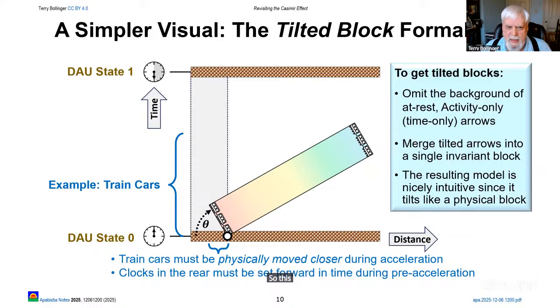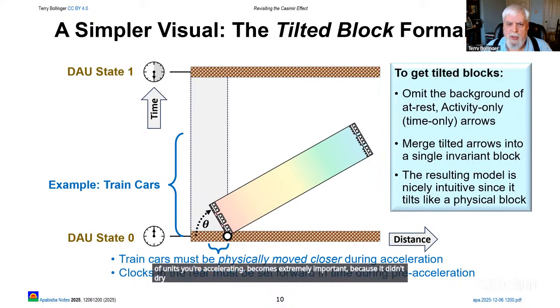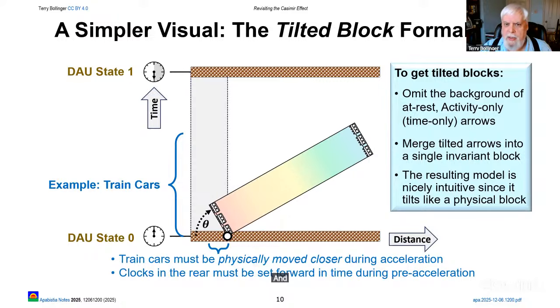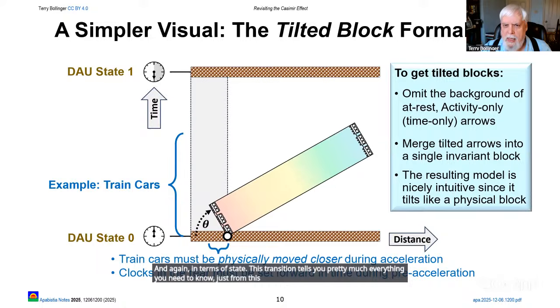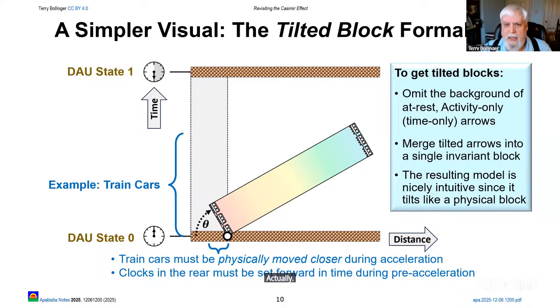So this is where the idea that the front of the object, the leading edge of whatever group of units you're accelerating, becomes extremely important because it drives the transformations that you have to do on the rest of the units. And again, in terms of state, this transition tells you pretty much everything you need to know just from this little tilted block. Actually, it does tell you everything you need to know about Lorentz contraction, about time dilation, and about some other effects that can get a little more exotic. But those are all in there.